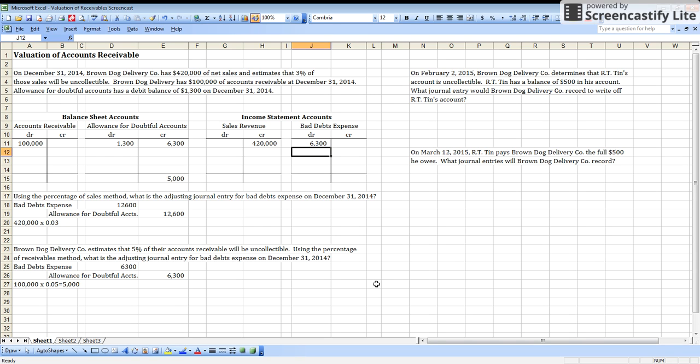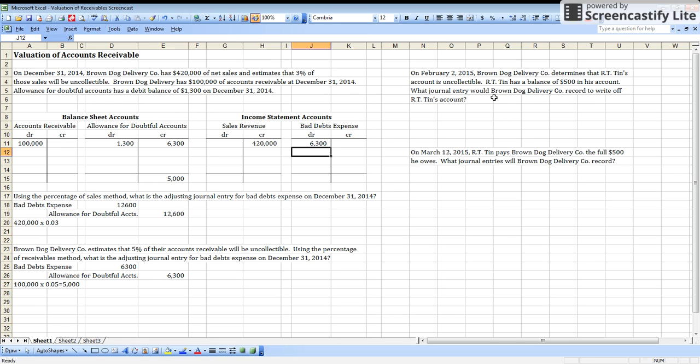In this screencast, we are going to look at writing off individual accounts receivable. In the last screencast, we looked at the valuation of accounts receivable and our estimates of bad debts expense and allowance for doubtful accounts. We did this under the percentage of sales method, where this was our bad debts expense, and then we came up with $6,300 for our bad debts expense under the percentage of receivables method. Right now that is what's sitting in these T accounts, the percentage of receivables method, not the percentage of sales method. That was all at December 31st, 2014.